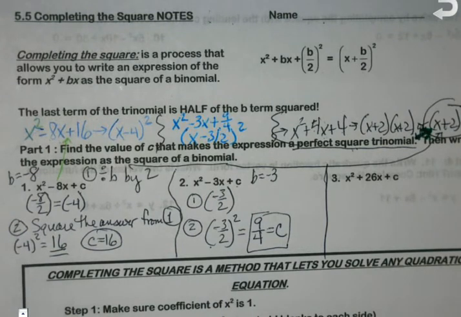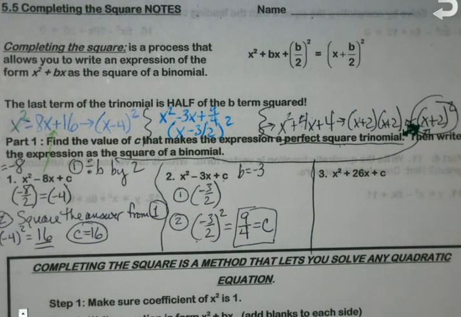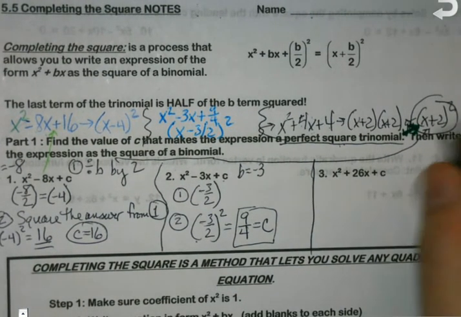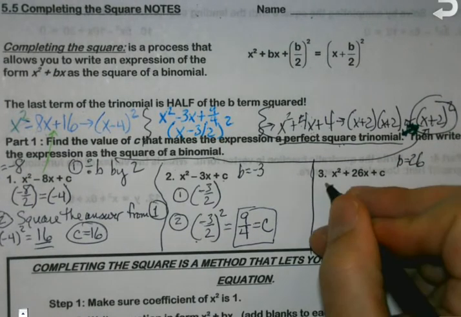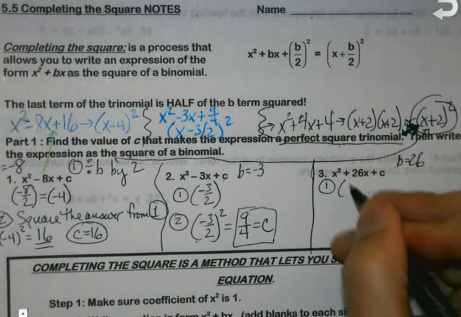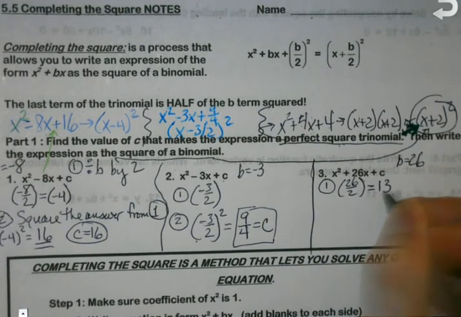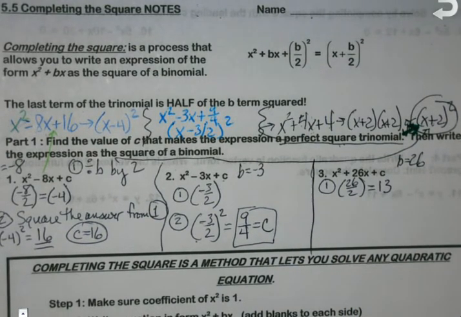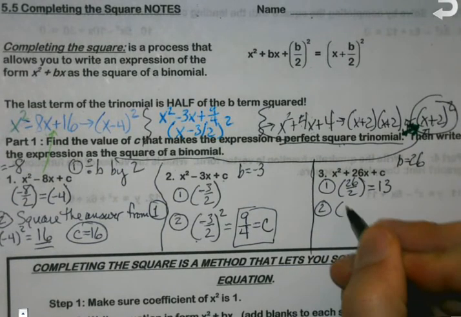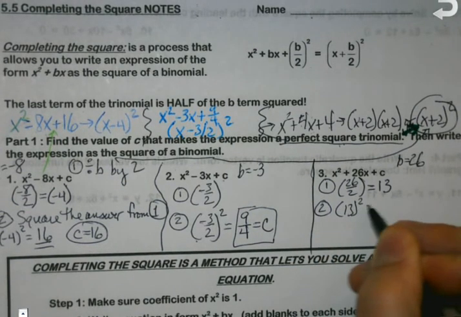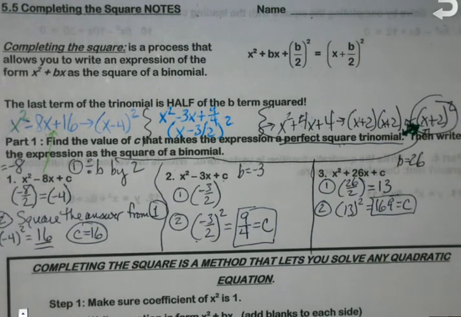One more time. Let's see if we can put it together here before we jump into the actual completing. In number 3, what's B? Yeah, some of you are a step ahead of me here. B divided by 2, or half B, is 13. Step 2 is to square that number, which is 169, which would be my C value.